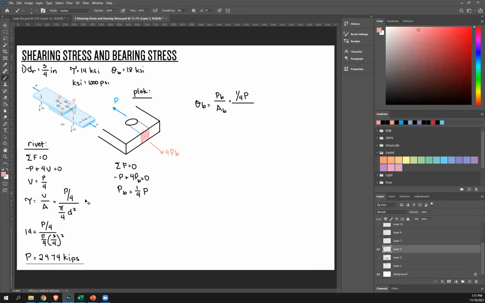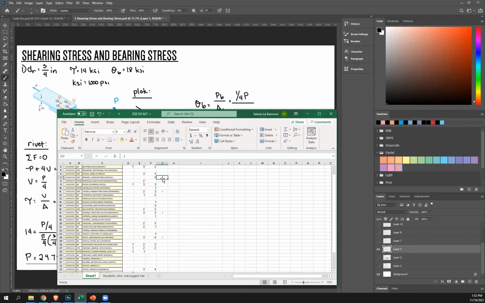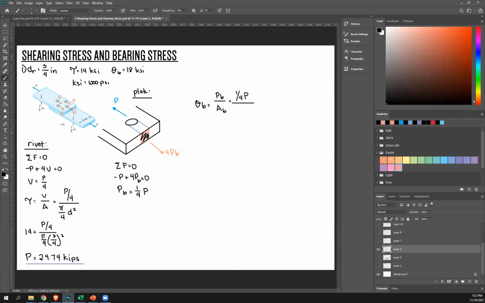This is the projected area. So what's the equation? Correct. It's dt, because this rectangle has the same base as the diameter of this bolt. So this is also d, and this height is the same as the thickness of your plate. So this is just dt.